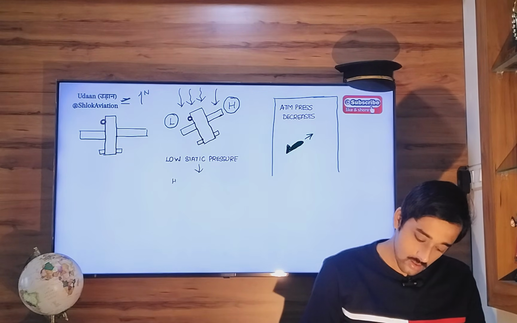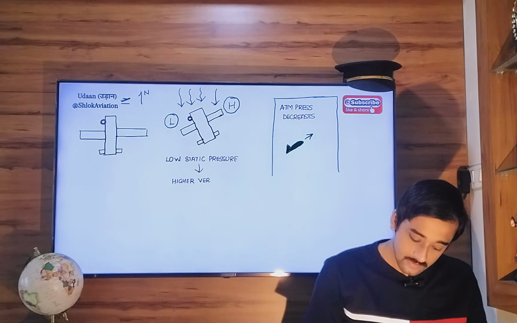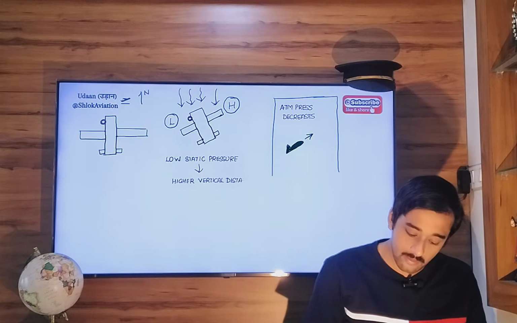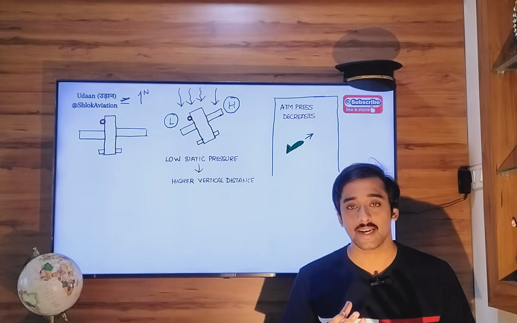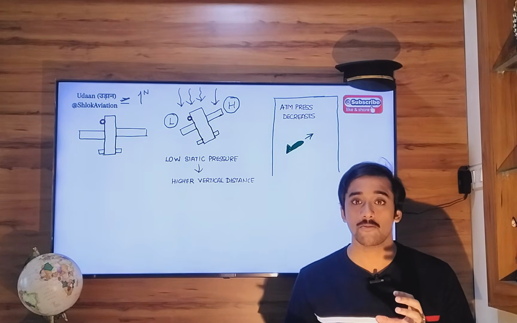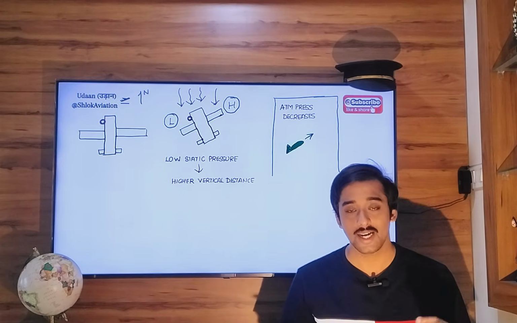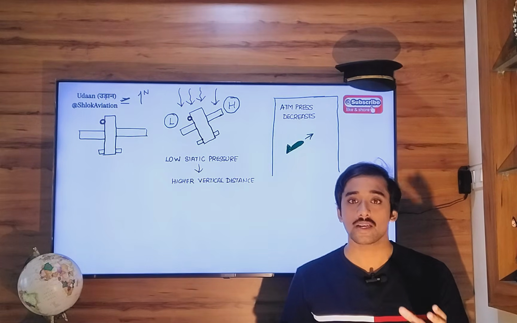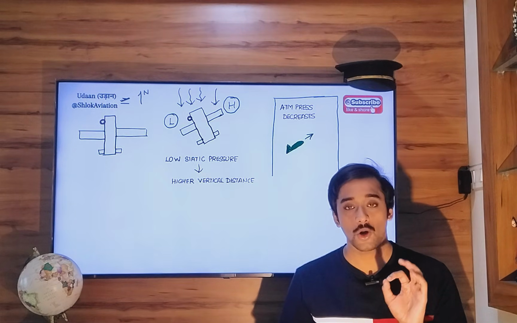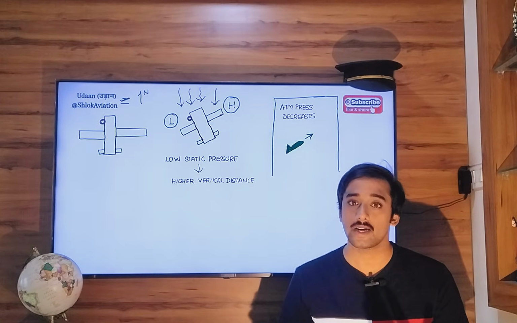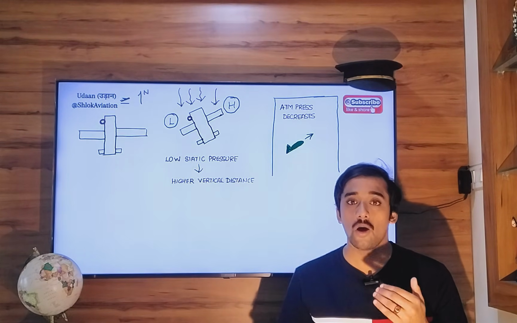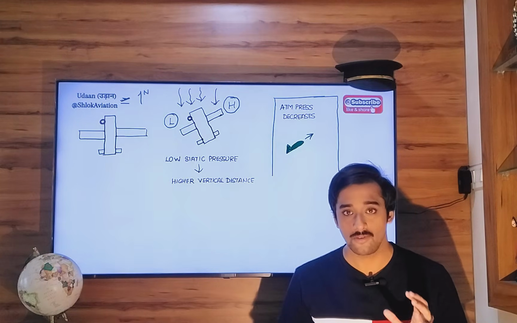higher vertical distance. So you may be flying level at 5,000 feet, but because of the situation created here, the static port being exposed to lower static pressure, this lower static pressure will be interpreted as higher altitude. So your altimeter will actually indicate that you are flying at, let's say, 5,500, 6,000 feet, depending on how low the pressure is on that side of the fuselage.